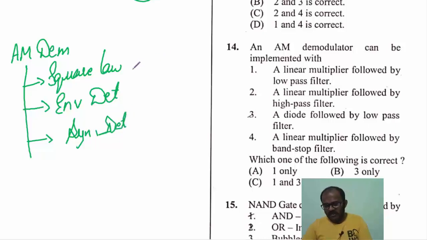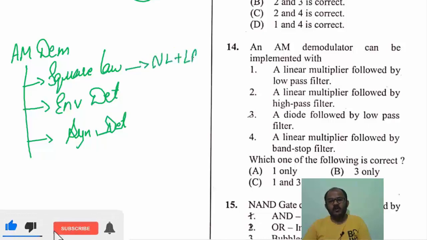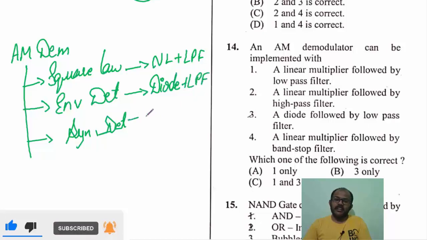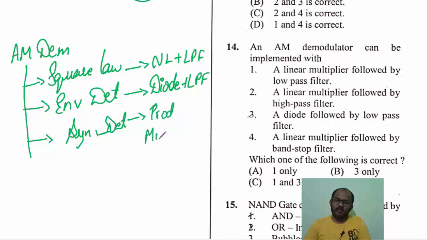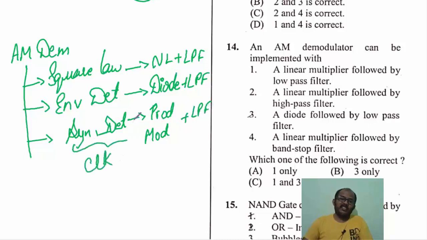We know that in the case of square law detector, we will be having a nonlinear multiplier plus a low pass filter. In the case of envelope detector, we will be having a diode followed by a low pass filter. In the case of synchronous detector, we will be having a product modulator followed by a low pass filter. And in the case of synchronous detector, we will be having a clock. That makes the circuit very much complex. In the case of envelope detector, it is the simplest demodulator circuit that is available.